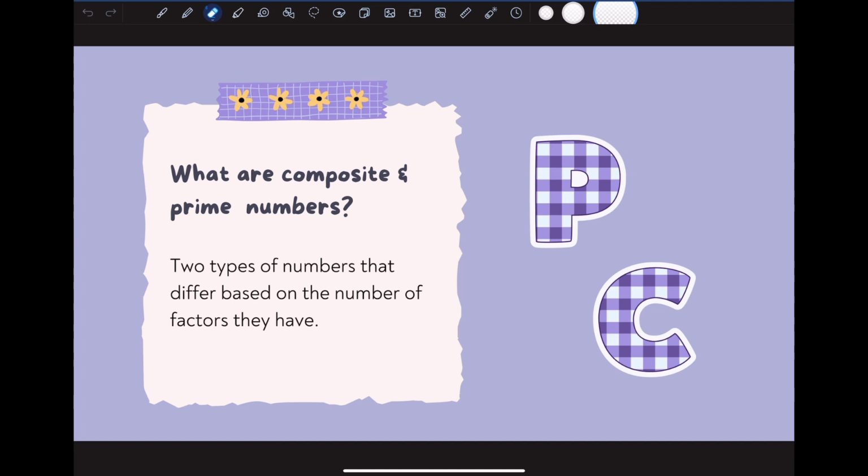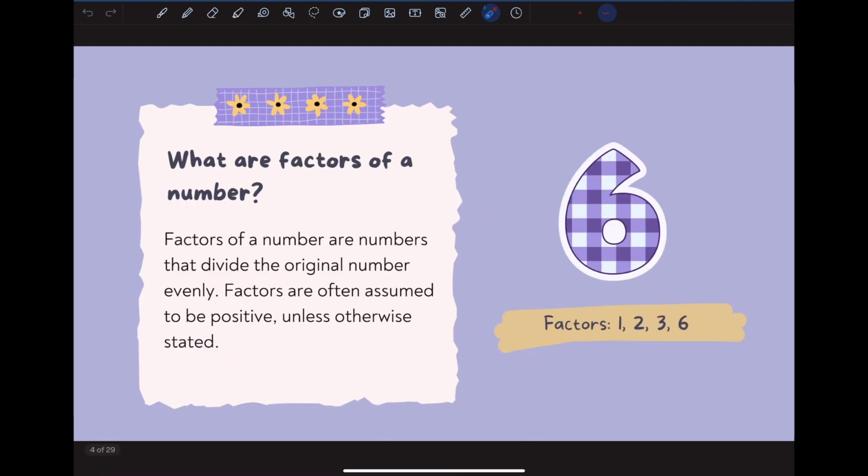So what are composite numbers? Two types of numbers that differ based on the number of factors they have. Okay, so what are factors? A factor is basically a number that divides another number evenly. So when you divide it by a number and there's no remainder, then we call that divider a factor of the number. Okay, so what are the factors of 6?